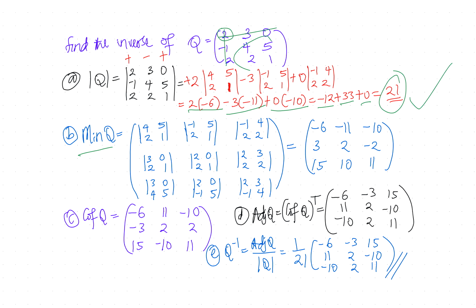That's why you have 4, 5, 2, 1 here. Then, to find the minor of 3, cross the row, cross the column, you have minus 1, 2, 5, 1. That's why you have minus 1, 2, 5, 1 here. Okay. To find the minor of 0, you cross the column, you cross the row, you have minus 1, 4, 2, 2. That's why you have this minus 1, 4, 2, 2.